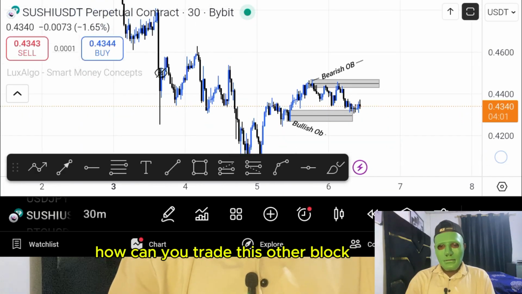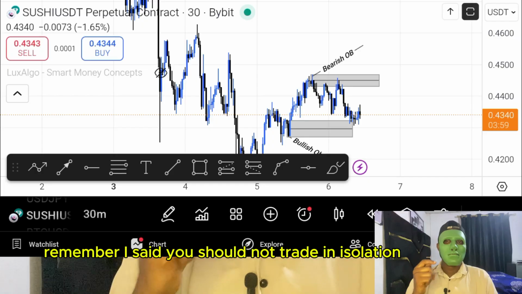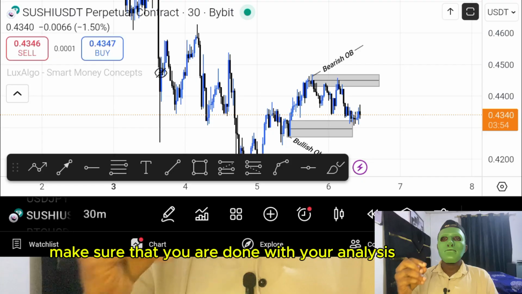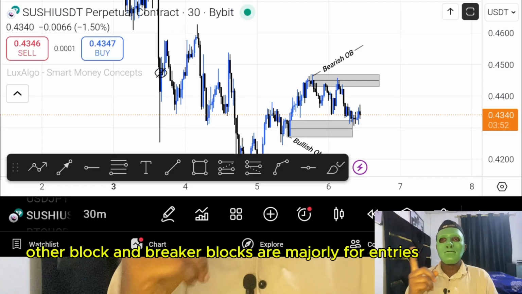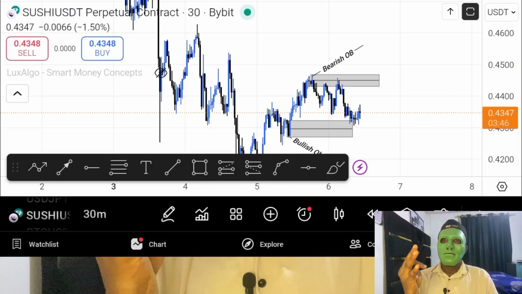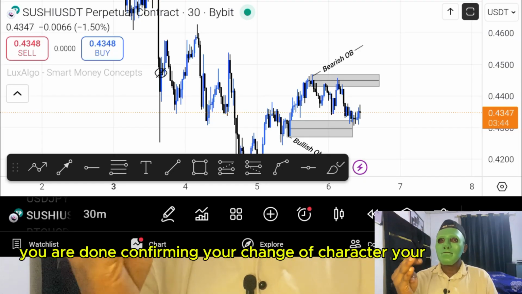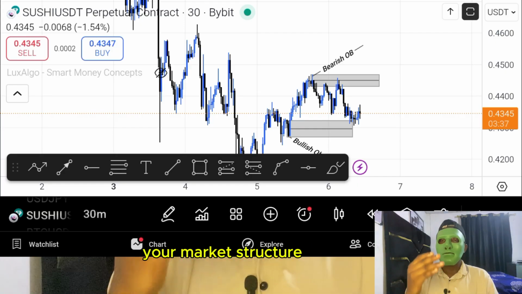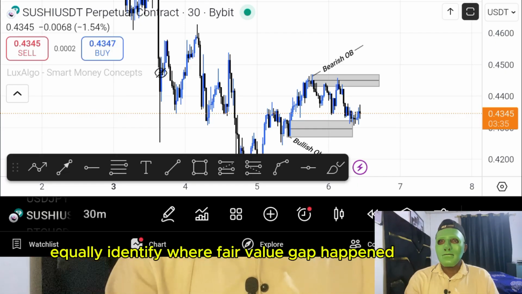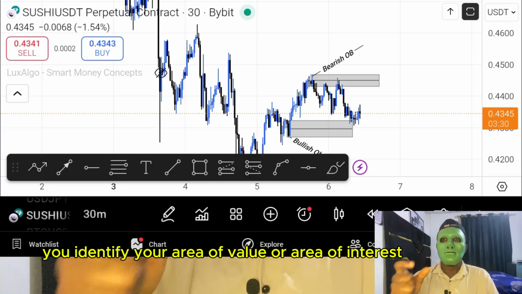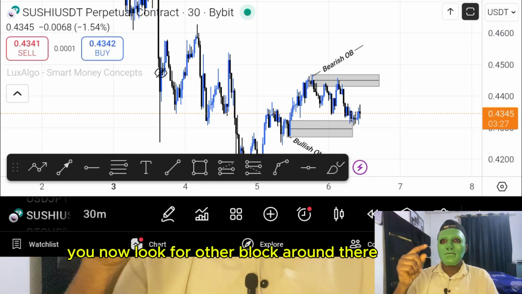Now, how can you trade this order block? Remember I said you should not trade in isolation. Make sure that you are done with your analysis. Order blocks and breaker blocks are majorly for entries. When you are done confirming your confluences, probably if you're an SMC trader, you are done confirming your change of character, your break of structure, you've identified your market structure, you've equally identified where fair value gaps, imbalance and liquidity are on the chart. Now you identify your area of value or area of interest. You now look for an order block around there.